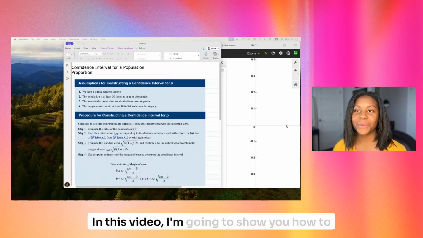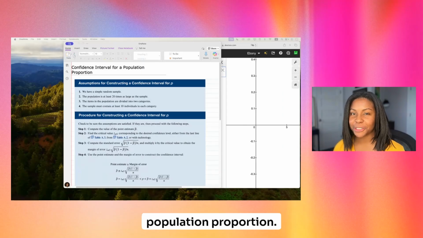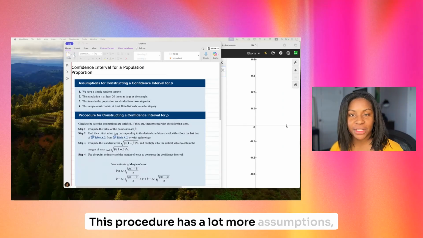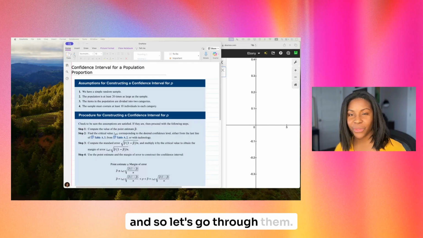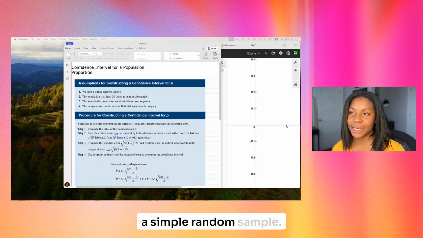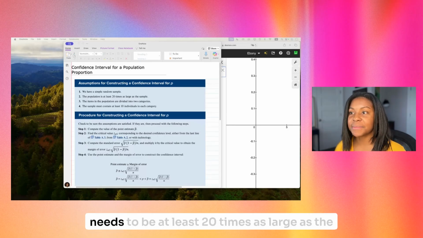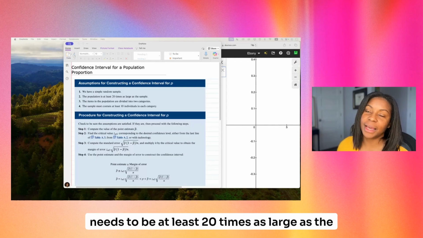In this video, I'm going to show you how to construct a confidence interval for a population proportion. This procedure has a lot more assumptions, and so let's go through them. The first assumption is that you have to have a simple random sample. The second assumption is that the population needs to be at least 20 times as large as the sample.